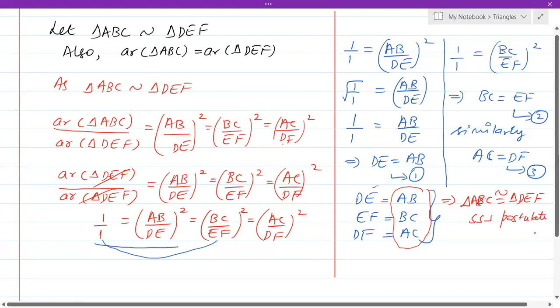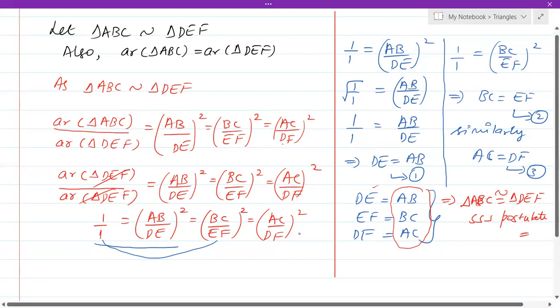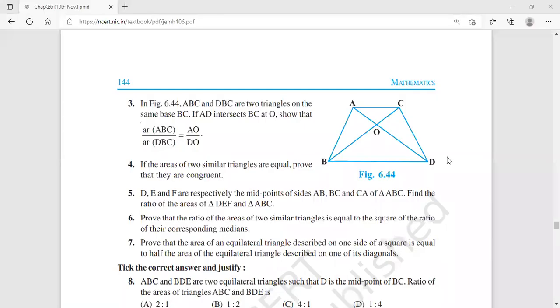That is, if 3 sides of one triangle are equal to 3 sides of another triangle, then we can say those 2 triangles are congruent, isn't it? So that's how we have proved this. Let's get into the next question. The next question is question number 5.